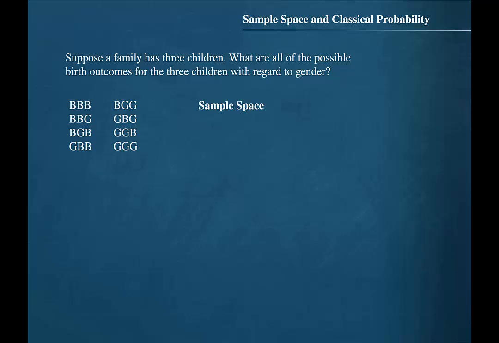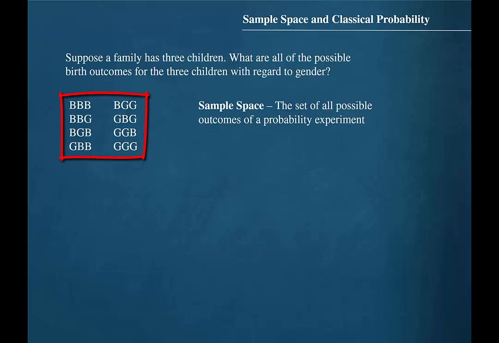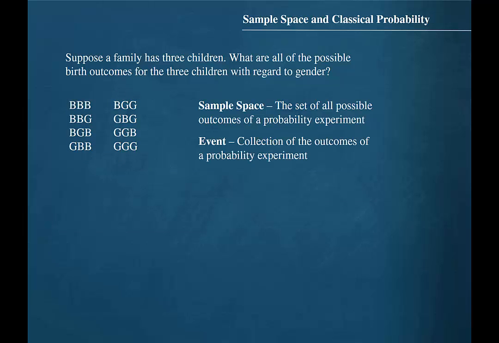A sample space is the set of all possible outcomes of a probability experiment. This collection of outcomes would be the sample space for the birth outcomes for a family with 3 children. An event is a collection of the outcomes of a probability experiment.